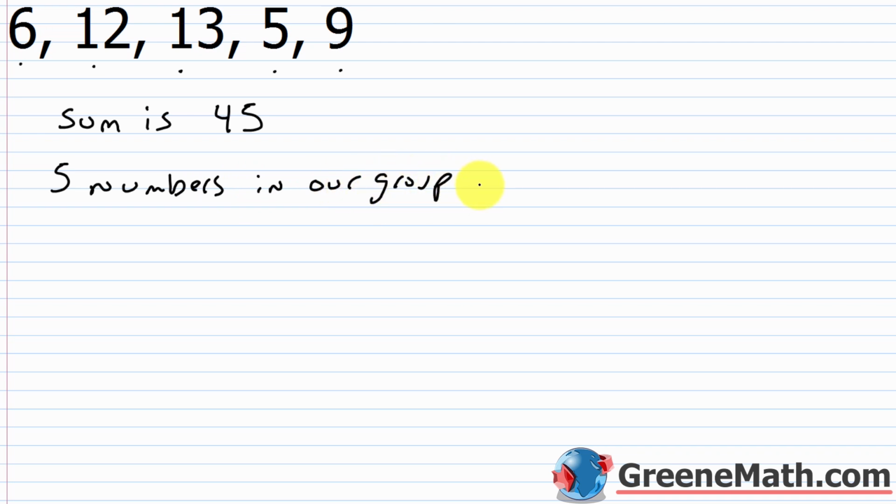So to get the average, I just take the sum of the numbers in the group, which is 45, and I divide by the number of numbers in the group, which in this case is 5. I don't need to do a long division for this. I know 45 divided by 5 is 9. So the average here, or the mean, is going to be 9.